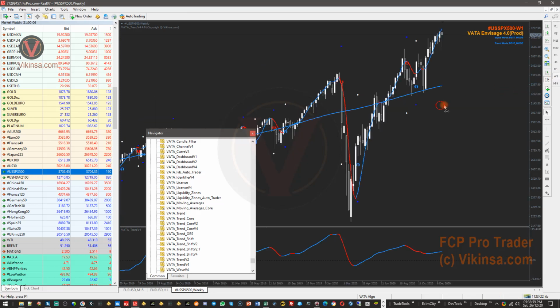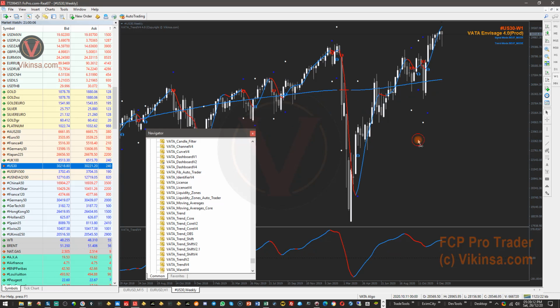If you go to the weekly time frame, right now this is bullish. There was a little bit of bearish movement for a couple of weeks here. This was a buy signal. This was the sell signal here on VATA. If I go to the US 30 Dow Jones, we have very nice signals here. Some of them will be confusing, and some of them will actually help you in taking trades on lower time frames.